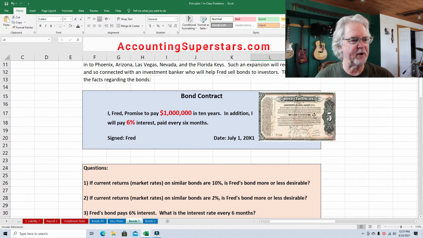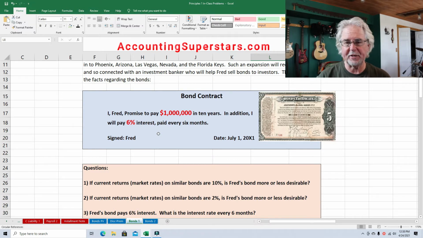Here's a picture of a bond right here. And it says, I, Fred, promise to pay $1 million in 10 years. In addition, I will pay 6% interest paid every 6 months. Now, here's a key thing. You got to get this. Are you ready? The 6% interest is on annual terms, all right? When we talk about interest rates in accounting, finance, business, it's usually always on annual terms. So that means 6% per year.